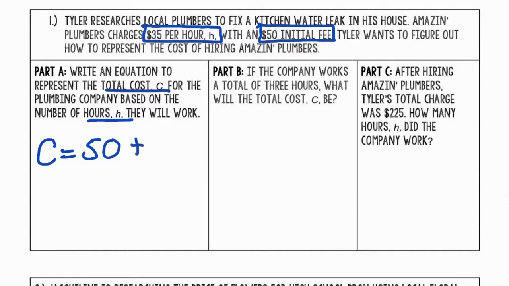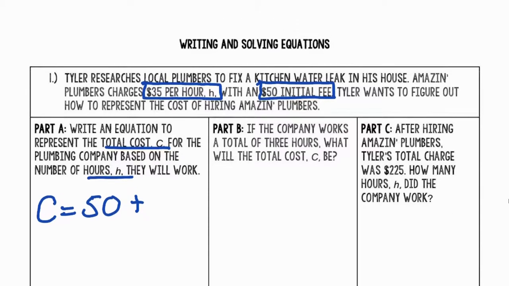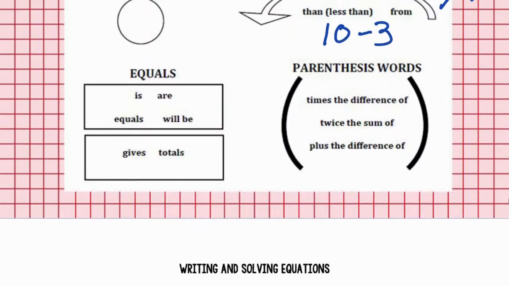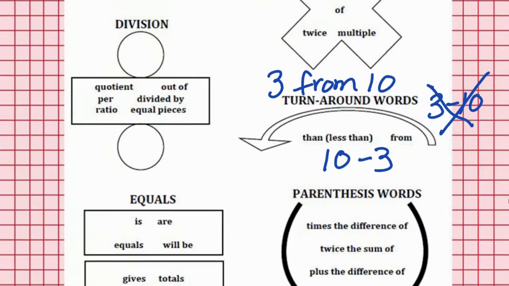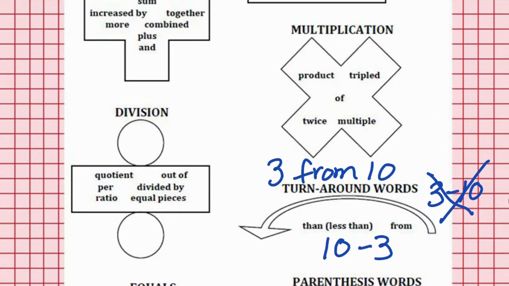Plus, what if they figure out the problem and say, yeah, we can fix this today, but it's going to take us 2 hours to fix it? Aren't they going to charge him the $35 per hour? So per, that's one of those words. We can come back up here, and you'll notice that the word per actually is not up here, and I really wish it was.